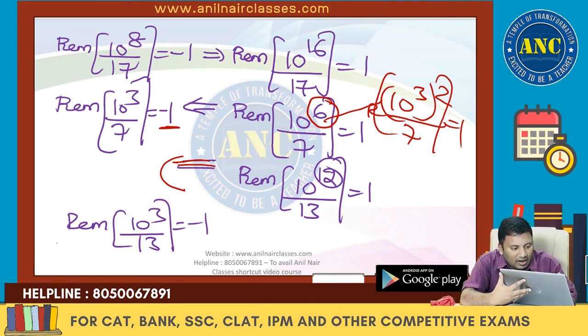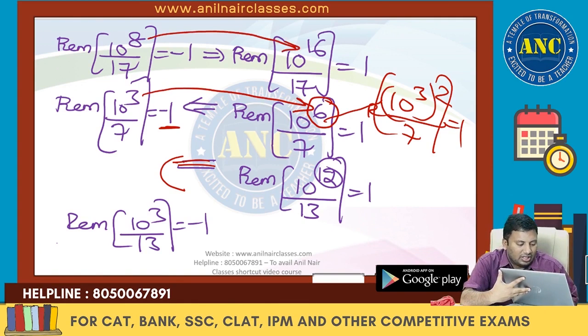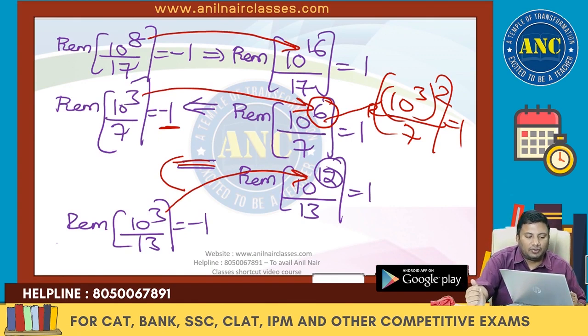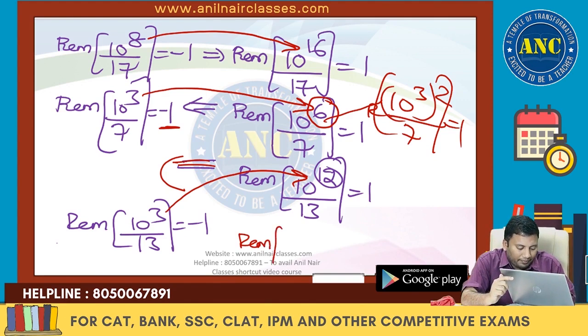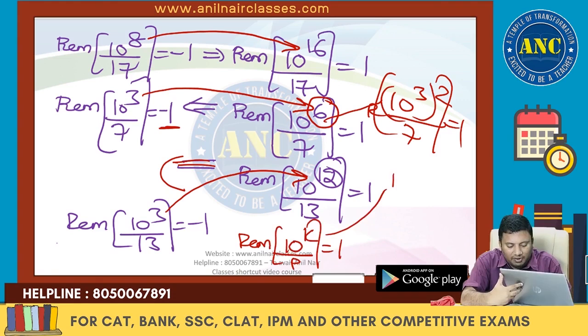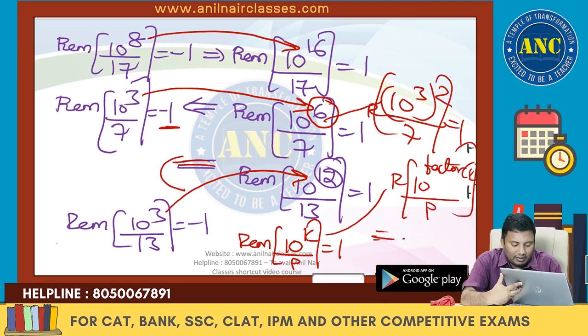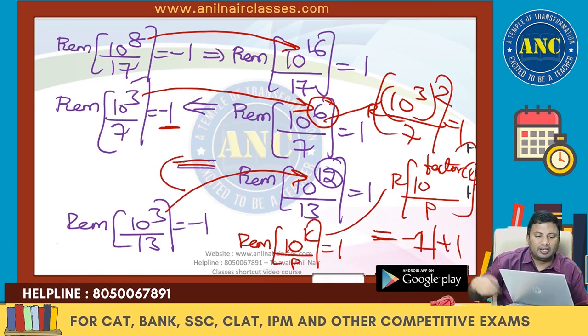Now see here, 3 is a factor of 6. 8 is a factor of 16. 3 is a factor of 12. I hope it is clear. That means 10 power k divided by p, if it is 1, then for some factor of k, when I divide by p, I will get minus 1 or plus 1. I hope the point is clear.